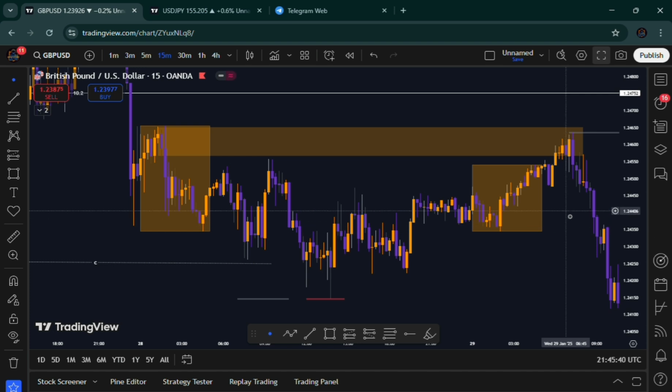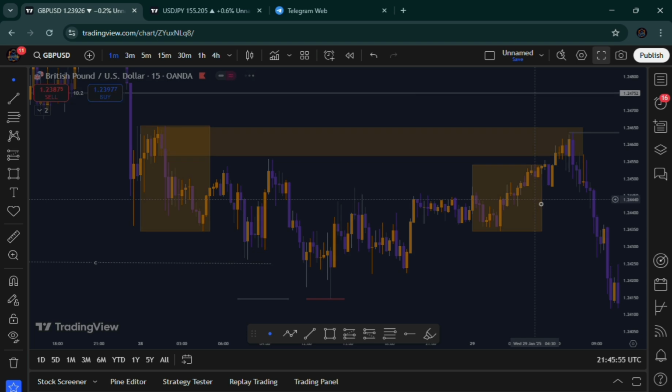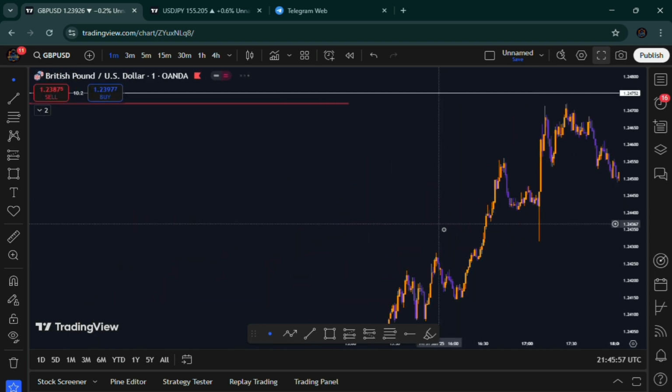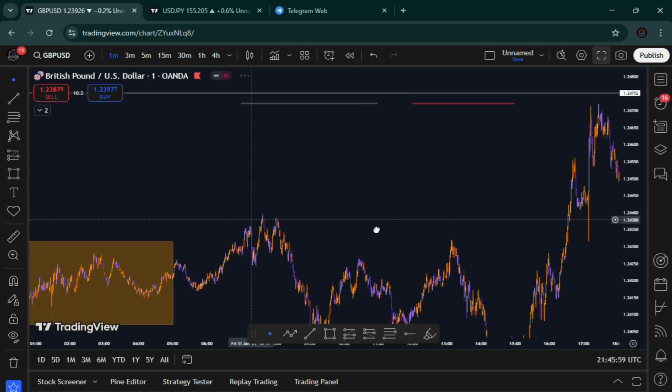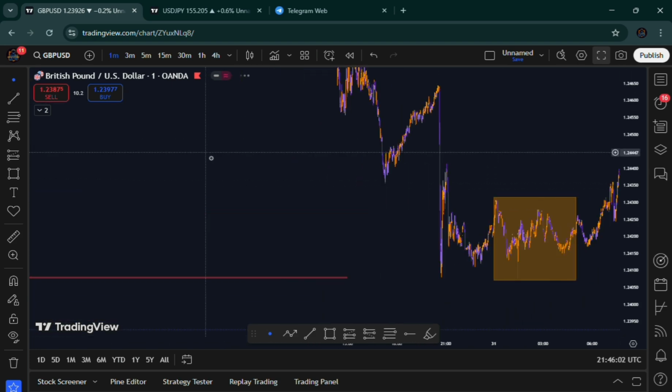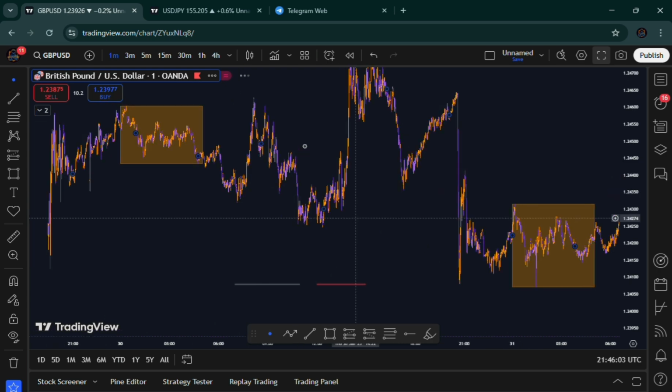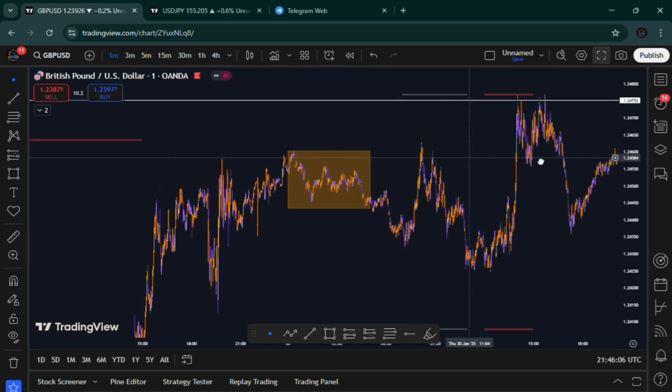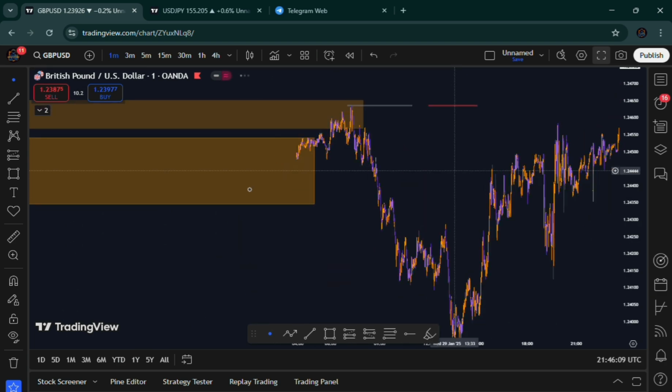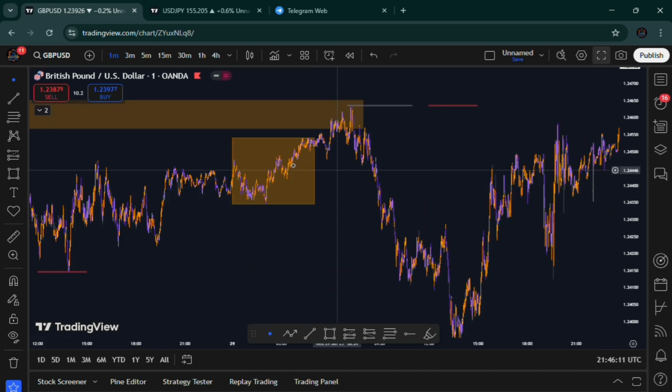So when I see this level here get mitigated and a change of character, and remember, this is the last level where the Asia put in a sell order. Now the London came into the market, so all I need to do is break down to my 1 minute time frame to confirm if the London section really wants to sell from that level where the Asia section put in the last sell order in the market.